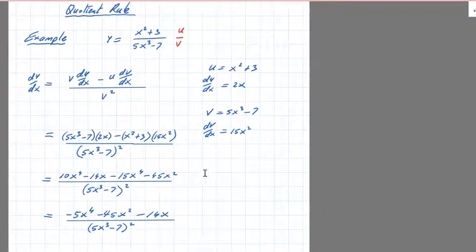You take a quotient or a fraction, you call it u over v. So you split them up in two questions, u and v are treated separately, then bring them back together with the quotient rule formula. That's the answer. We'll do one more example.